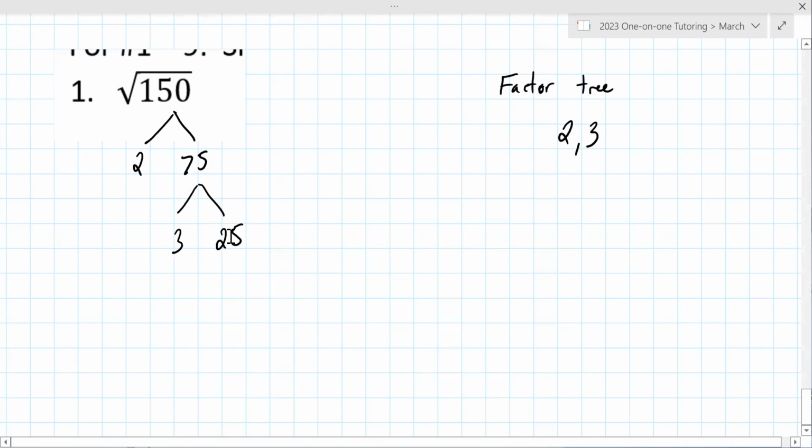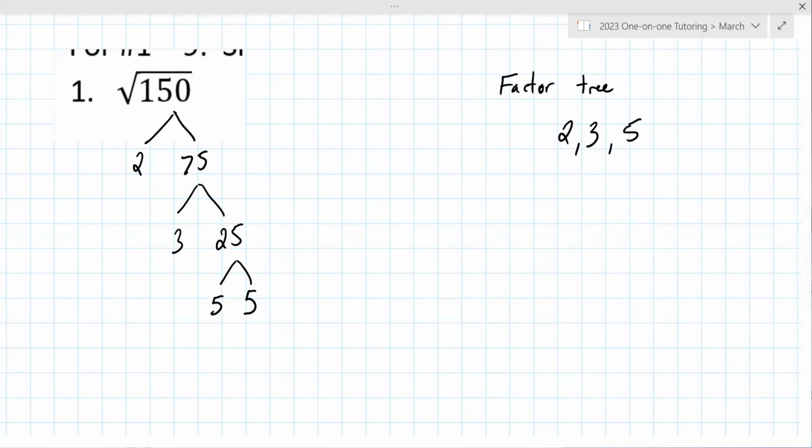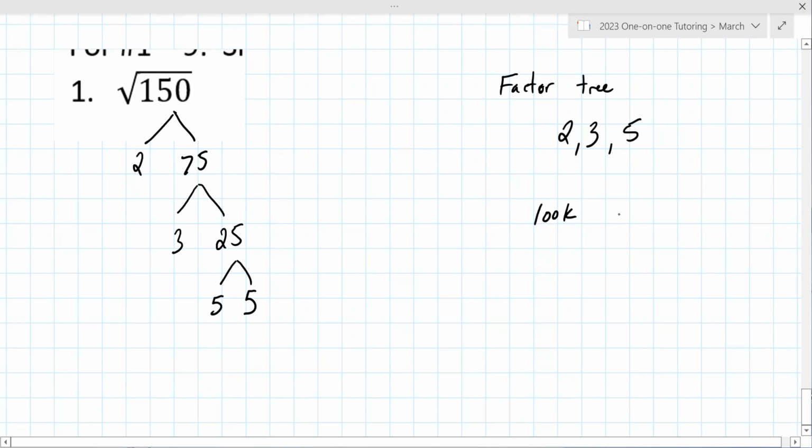75 divided by 3 is 25. You try 3 again, 3 does not work this time. You go to the next prime number, which is 5. 5 does work. And you stop when you get prime numbers on the outer edges here. So these are all prime numbers. You look for pairs.